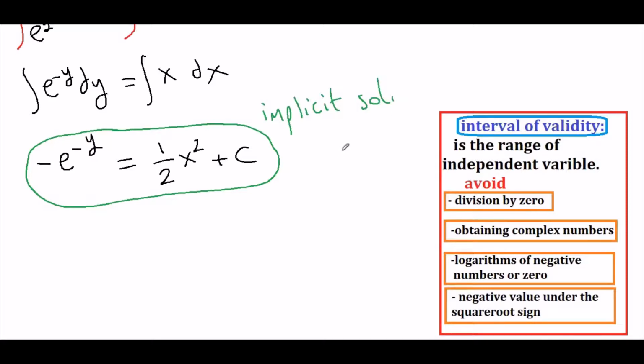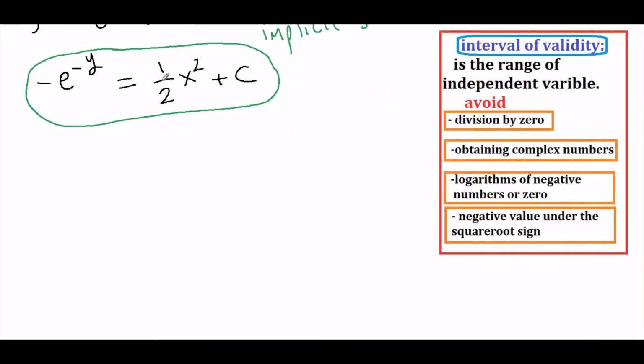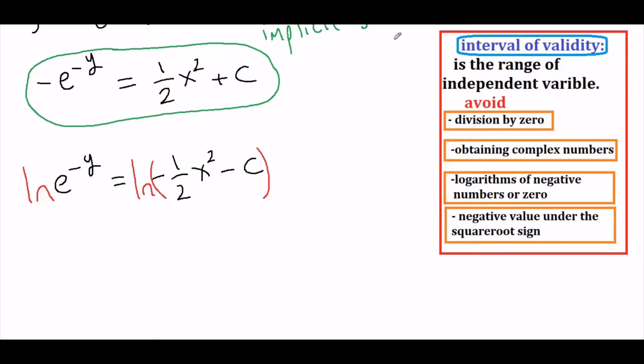Now we're going to find the explicit solution by solving for y. So our first step is to multiply both sides by negative. So we obtain e to the negative y equals negative 1/2 x squared minus c. Now we're going to take ln on both sides. Let's remember ln of e to the x is equal to x. So ln of e to the negative y will be equal to negative y.